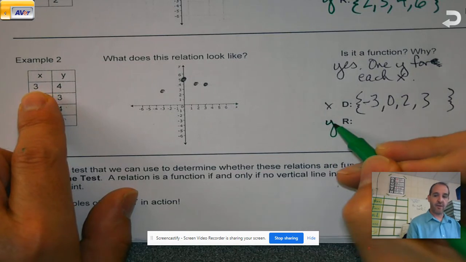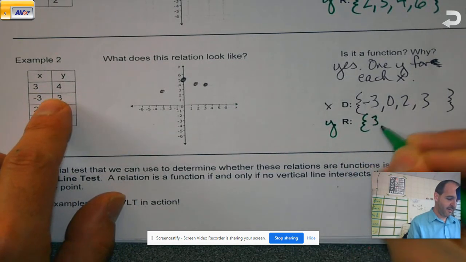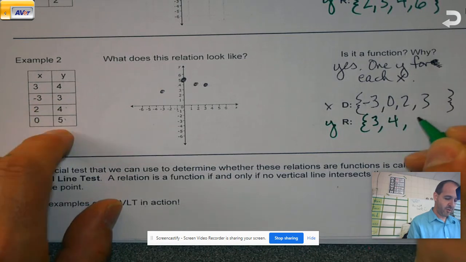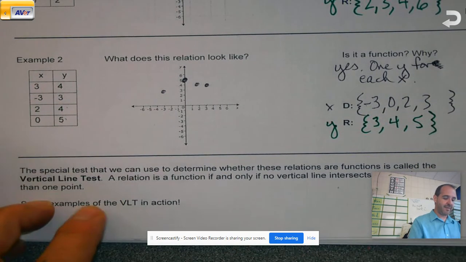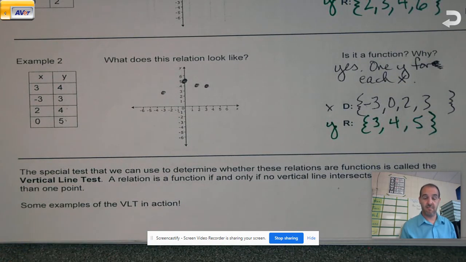Range is my y values, again, least to greatest. And I don't need to repeat the 4. So this time there's more x's than y's. That's a good sign, because it means you're only going to be having one y value for each x.